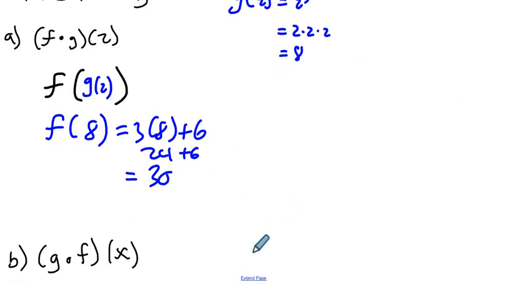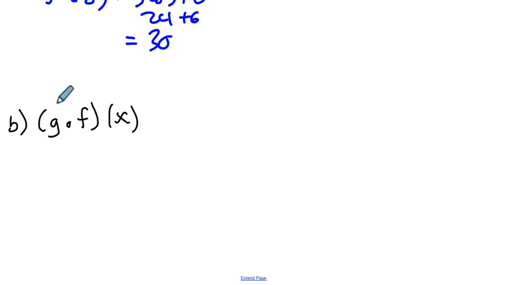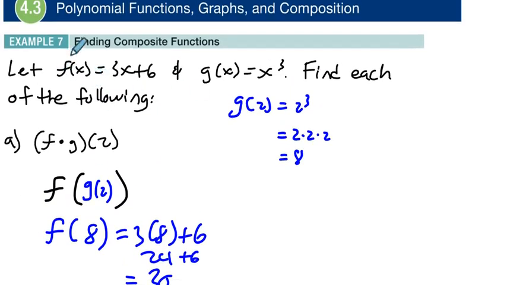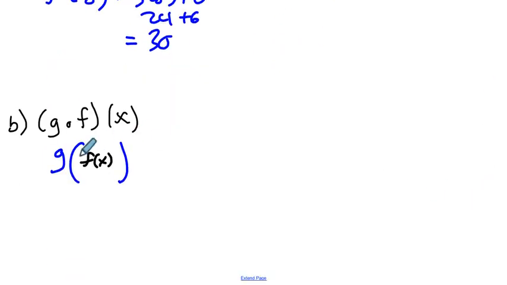Now coming down here, how do we do g of f of x? So g of f of x. Okay. So basically, what is f of x? Well, f of x is 3x squared plus 6. See that right here? f of x is 3x squared plus 6. So that's what I'm going to replace f of x with. Okay, so I'm going to do this.